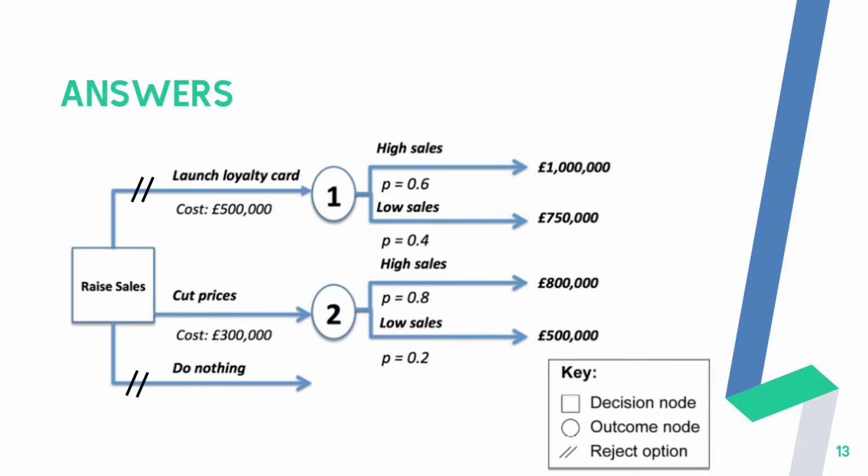Here is the first part of the answer. In this decision tree, they included the option of do nothing in case all of the outcomes were negative. So launch the loyalty card was rejected, do nothing was also rejected, and in the end, cut prices was chosen. This is what your decision tree should look like. On the next slide, I'm going to show you the calculations. And don't forget to do your key. You need the decision node, the outcome node, and the rejected option node.